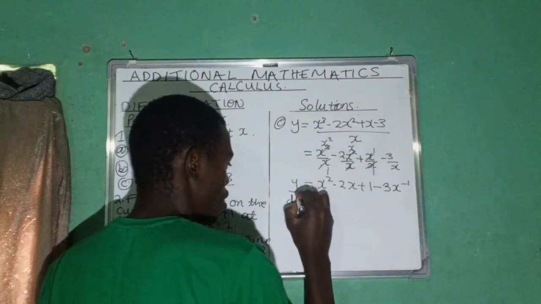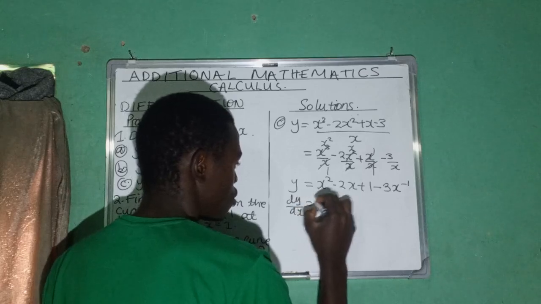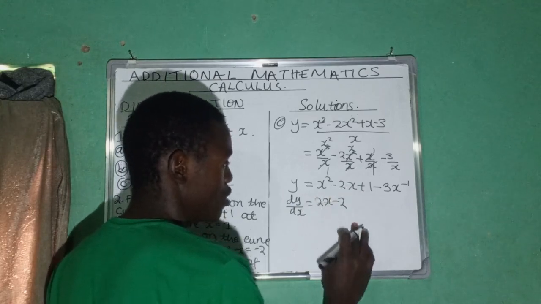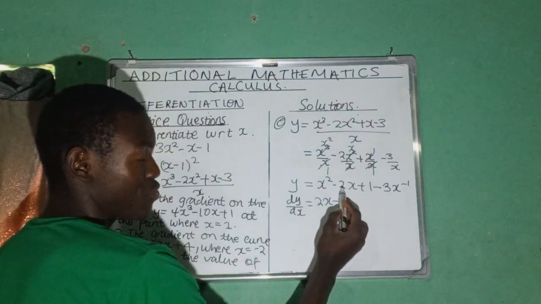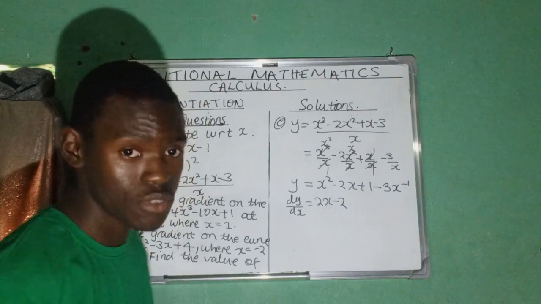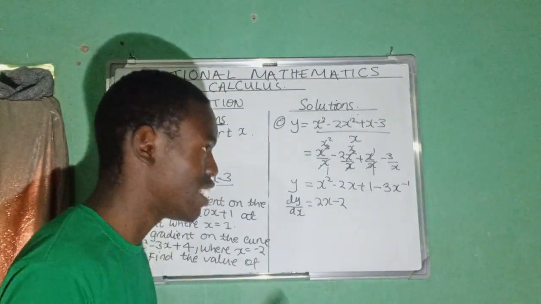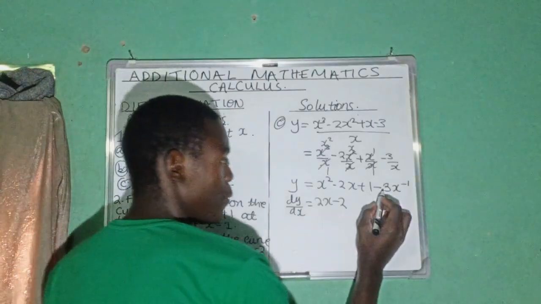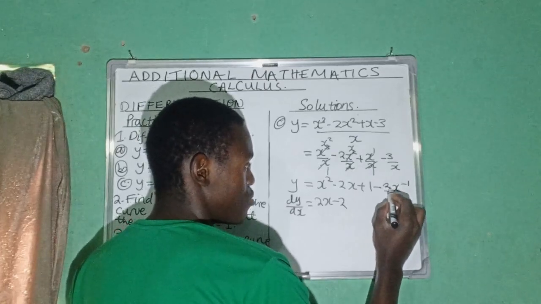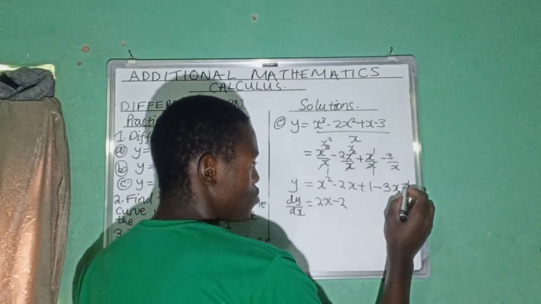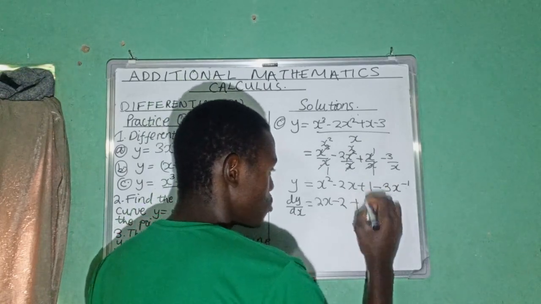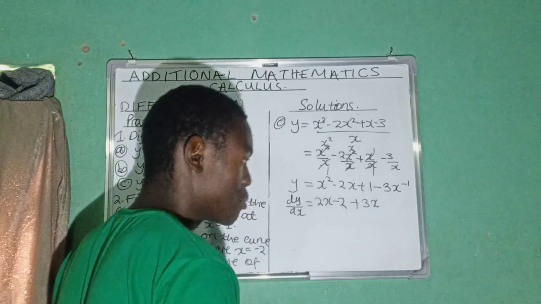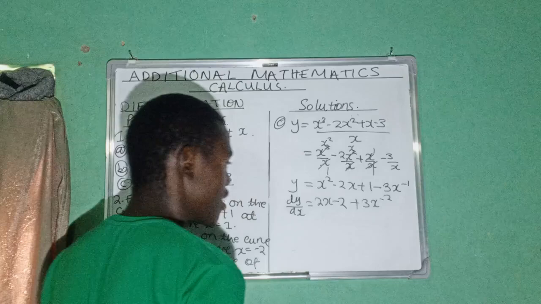We'll say dy/dx is equal to 2 multiplied by the number in front, which is just 2x minus 2. Like that, you just get the coefficient. Then the derivative of a constant term, just a number, is 0. So let's just skip that. We go here, we have this one, negative 3, x to the power negative 1. Negative 1 times negative 3 is positive 3. Then x to the power negative 1 minus 1. Since we have same signs, it will be the power negative 2, like that.